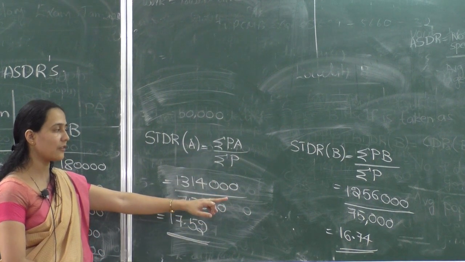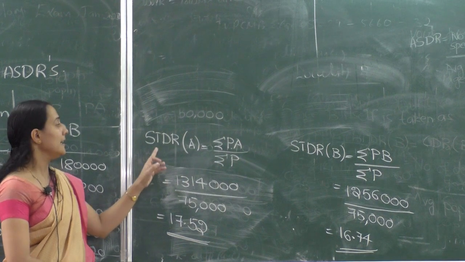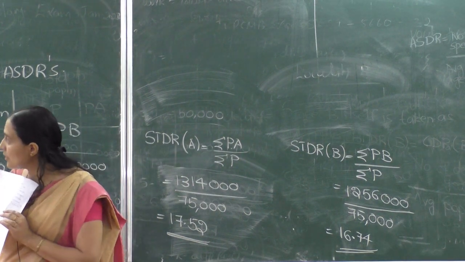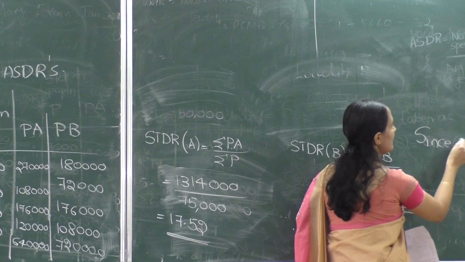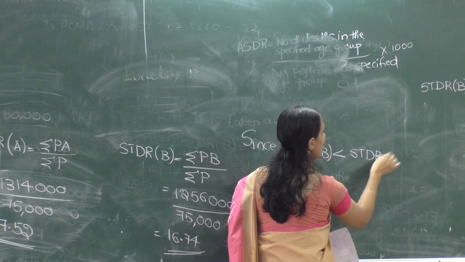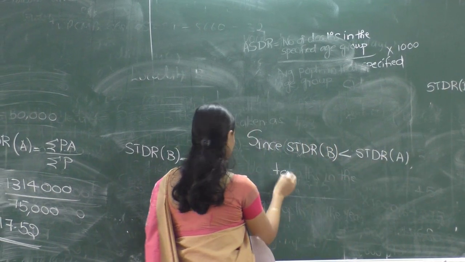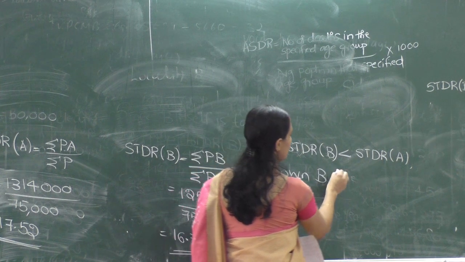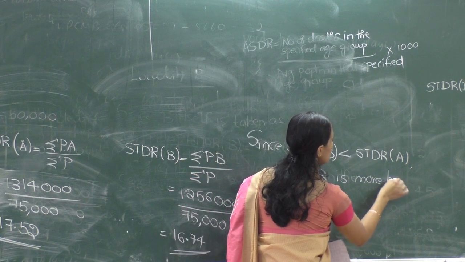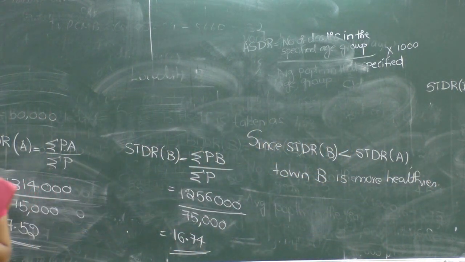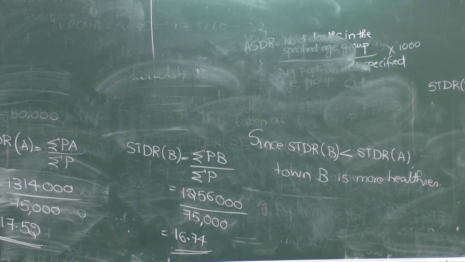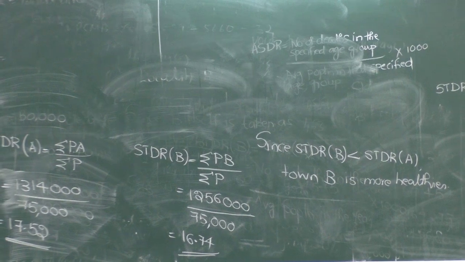Since STDR of B is less than STDR of A, town B is healthier. The conclusion is: since STDR of B is less than STDR of A, between town A and town B, the one with the lesser STDR is more healthy. So this is the case. We will do one more problem in the next class.